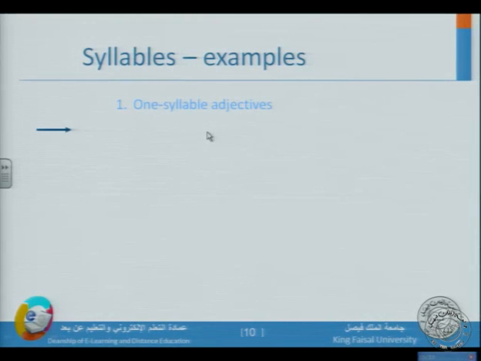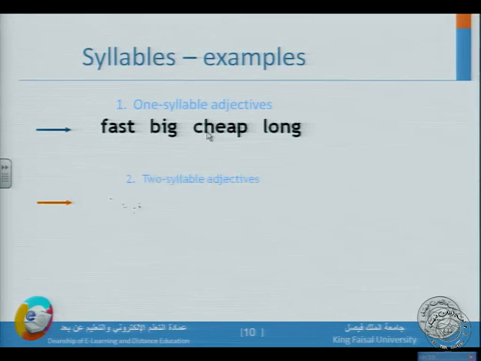Now we have some words that may have one syllable. Adjectives are words, كلمات. وبعض الكلمات تحتوي على مقطع صوتي واحد, مثل fast، أيضا big, cheap, long، كلها هذه كلمات تحتوي على مقطع صوتي واحد. هذه صفات. Okay. Fast, big, cheap, long.